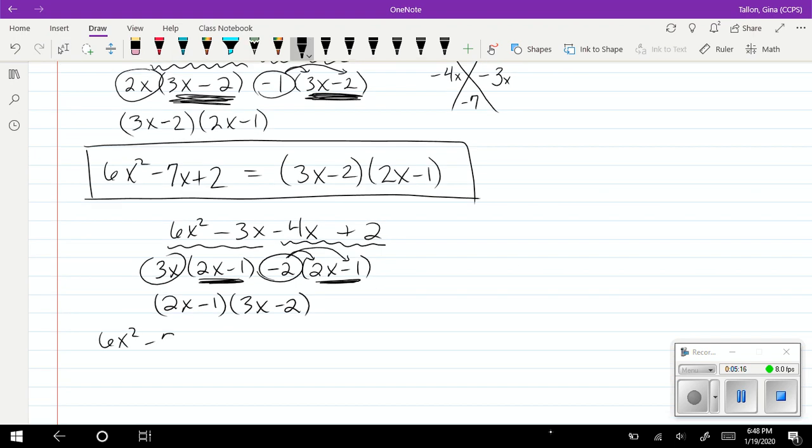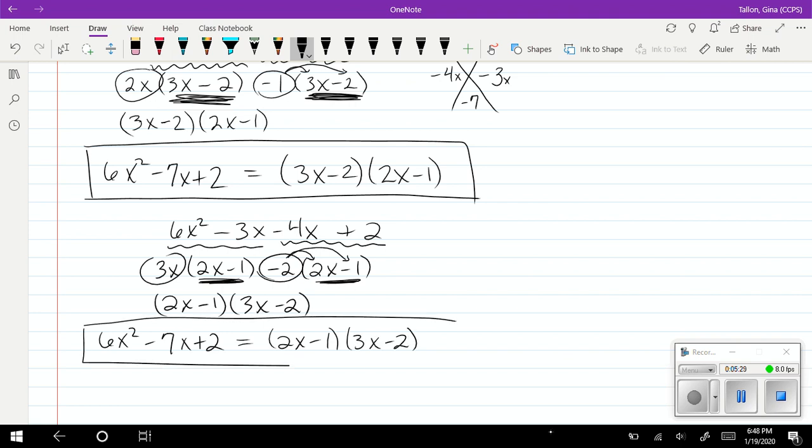6x squared minus 7x plus 2 is now equal to 2x minus 1 multiplied by 3x minus 2. Same answer I boxed up above. Same thing either way. Okay, one more example on factoring by grouping.